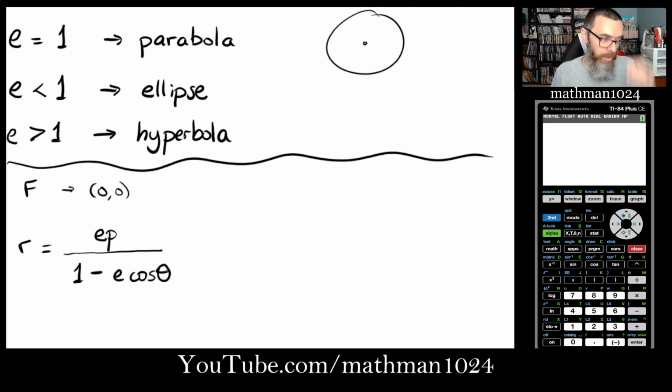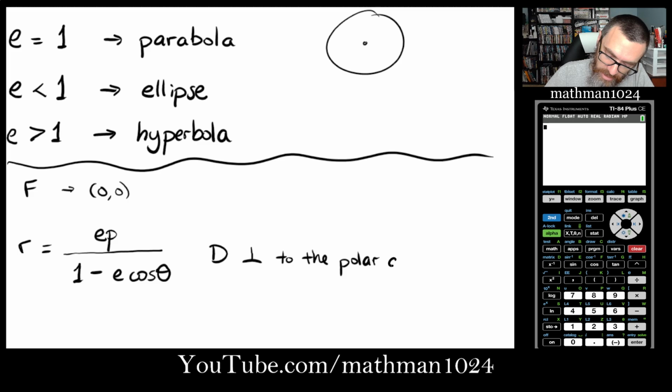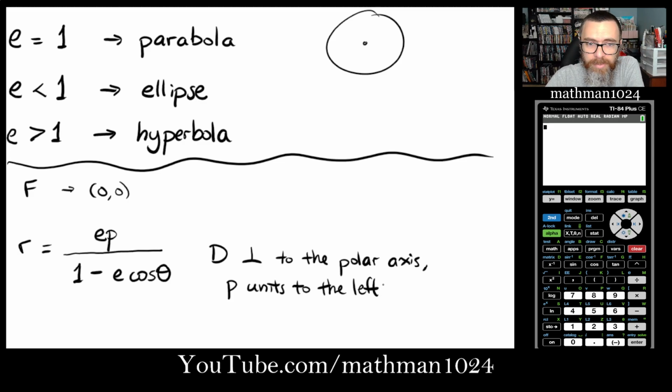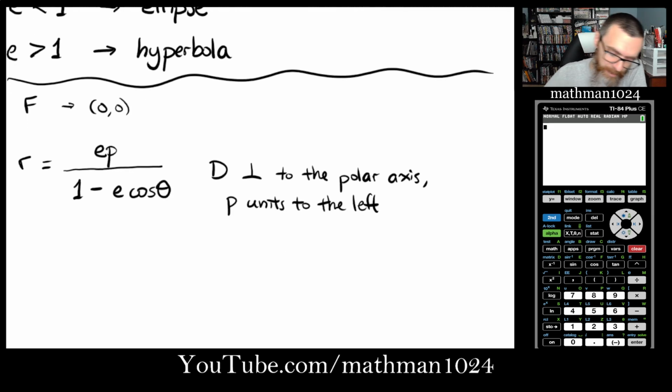in this form, D is going to be perpendicular to the polar axis, and it's going to be p units to the left of the origin. All right, so that's when you have ep over 1 minus e cosine of theta.